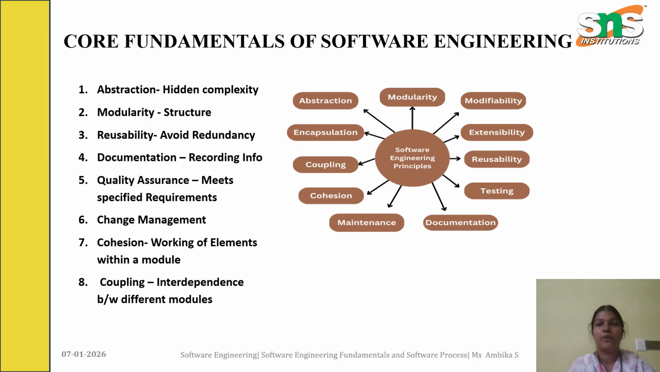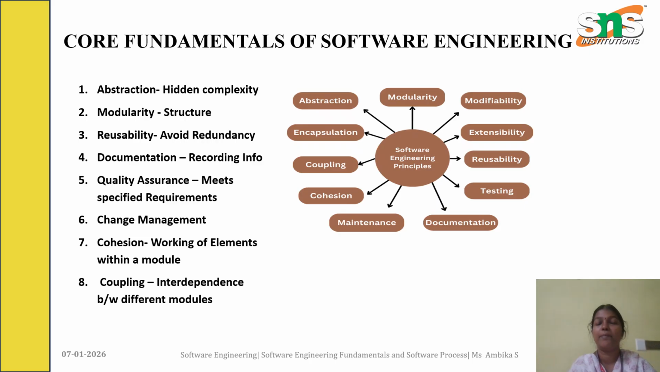Core fundamentals of software engineering. Abstraction: here, the internal functioning of the hardware is hidden. Modularity: the project is divided into modules and then the software is developed. Reusability: redundancy can be avoided through reuse. Documentation is nothing but recording the information. Quality assurance: the project should meet the specified requirements of the customers. Change management: if you want to make any changes, they should be manageable.